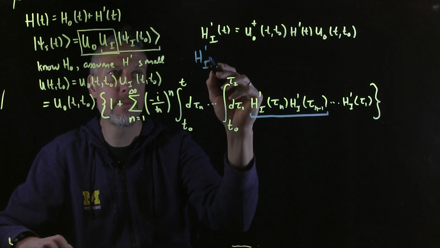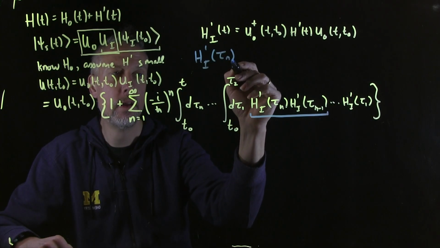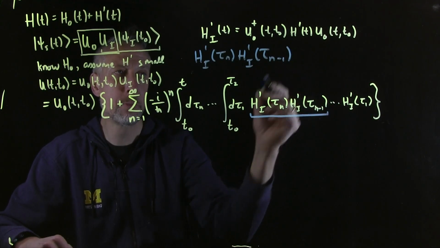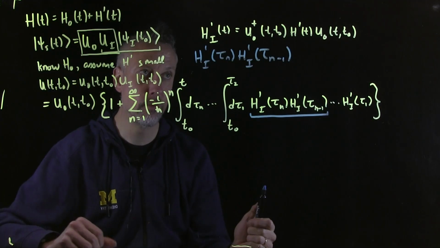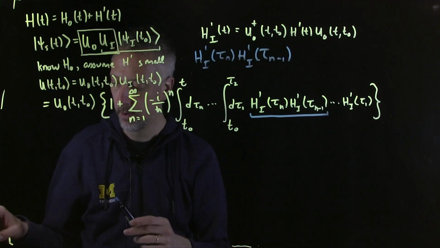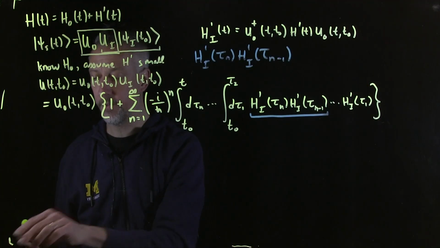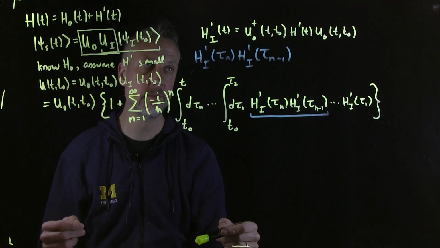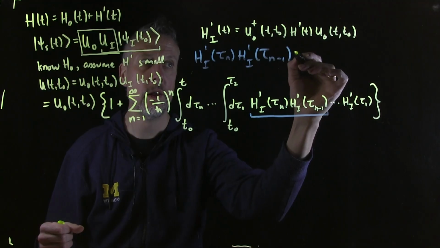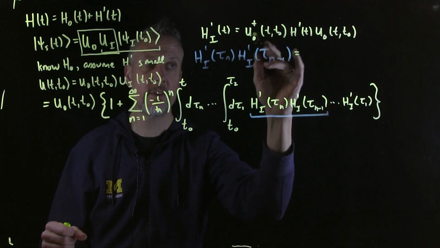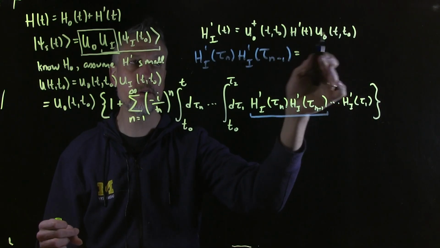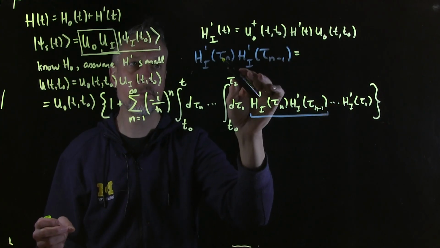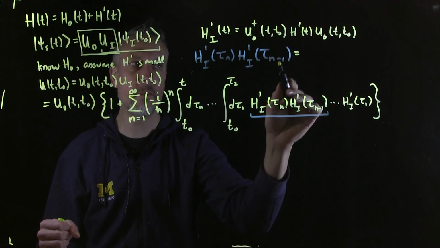H primed I of tau n times h primed I of tau n minus 1. All right, what we want to figure out is, what is this? What we know is we can simply use the definition of what an interaction picture operator is and just plug it back in. We just have to follow the rules. T naught is always going to be the other parameter in U naught, but the t parameter will change. Here it's going to be tau n, here it's going to be tau n minus 1.